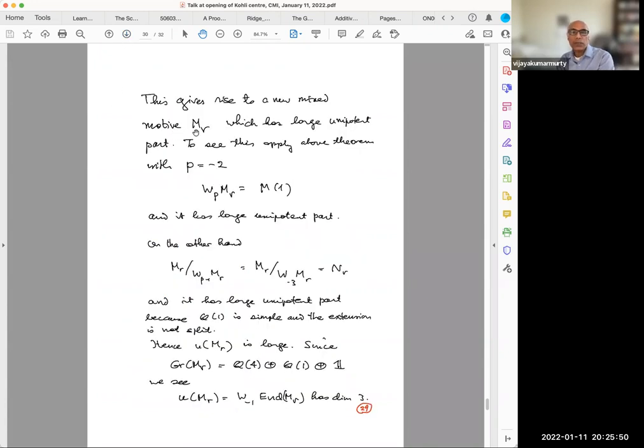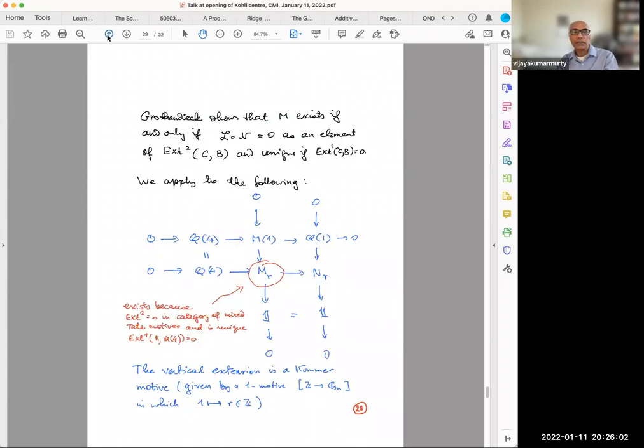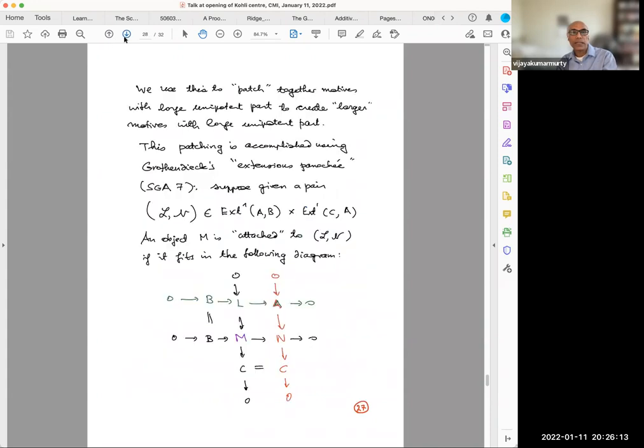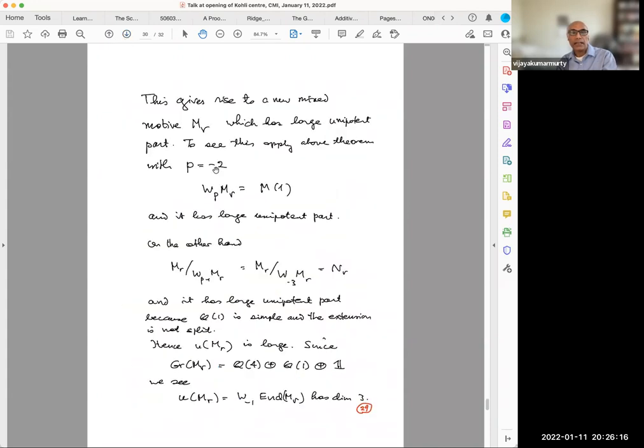And now we can ask what is the nature of this M_R? And we find out that it has a large unipotent part. If I take P equals, I apply the theorem that I went through, I sort of skipped here, this theorem that gives me a criterion for saying when the unipotent radical of M is large by working with a piece of the weight filtration and the quotient. I do that with P equals 2 and P equals minus 2 rather. And using that, we deduce that the unipotent radical of M_R is large.